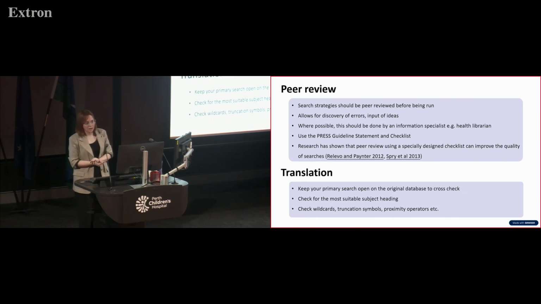When you've had your primary search peer reviewed, that's when you want to take it and translate it across to the other databases. When you're doing that, make sure you keep your primary search open on the original database to cross-check. Check for the most suitable subject headings. Always know where your database guide is and keep checking that up. I do systematic review searching all of the time, and I still always make sure that I go to the guides and make sure I'm using the correct symbols for that database.